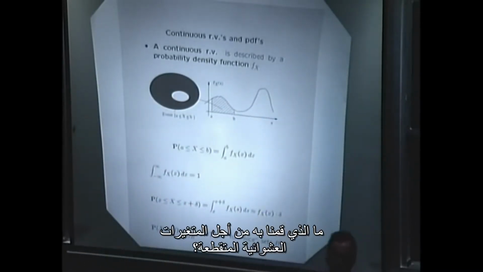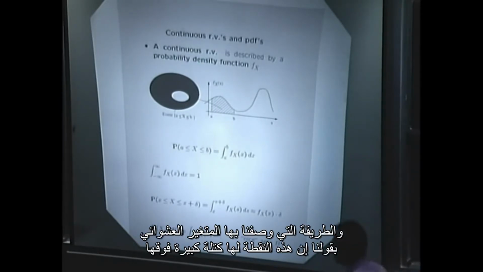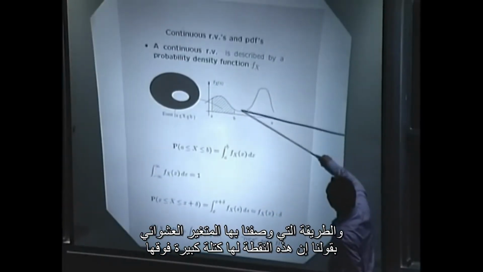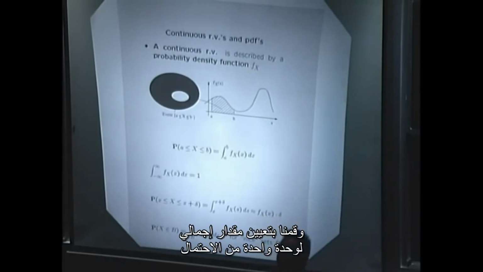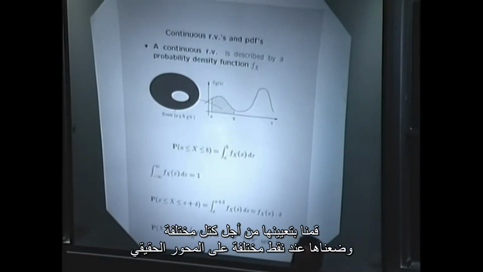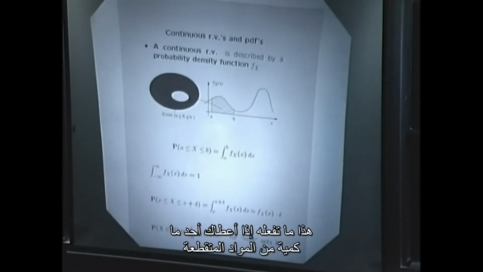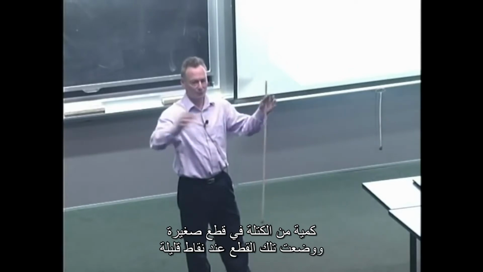So what did we do for discrete random variables? We introduced PMFs, probability mass functions, and the way that we described our random variable was by saying this point has so much mass on top of it, that point has so much mass on top of it, and so on. And so we assigned a total amount of 1 unit of probability. We assigned it to different masses, which we put at different points on the real axis. So that's what you do if somebody gives you a pound of discrete stuff, a pound of mass in little chunks, and you place those chunks at a few points.